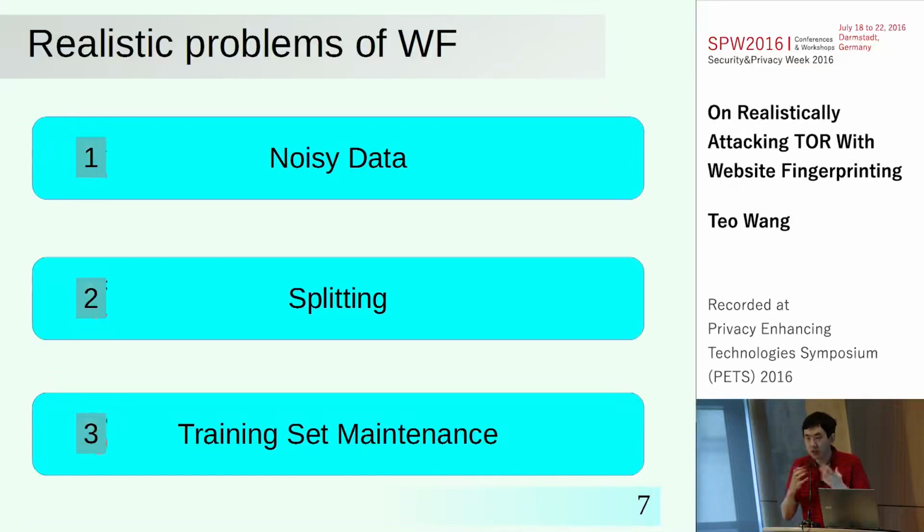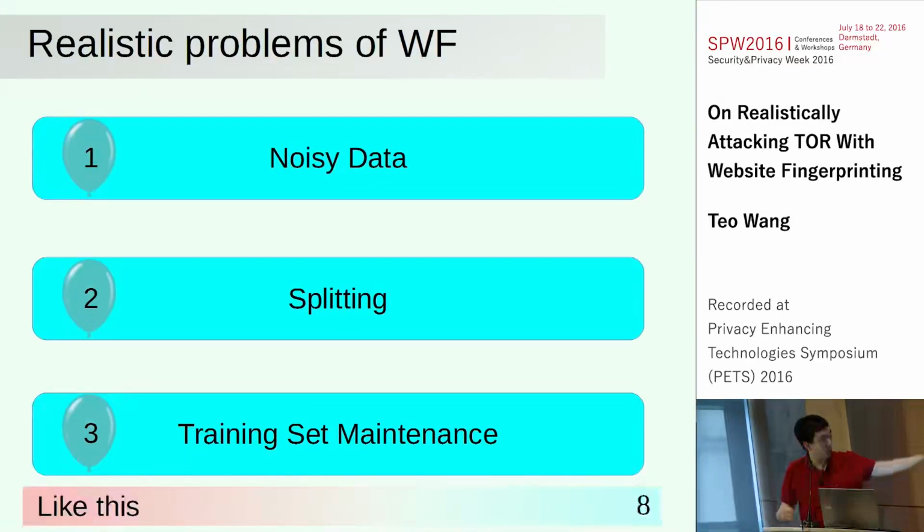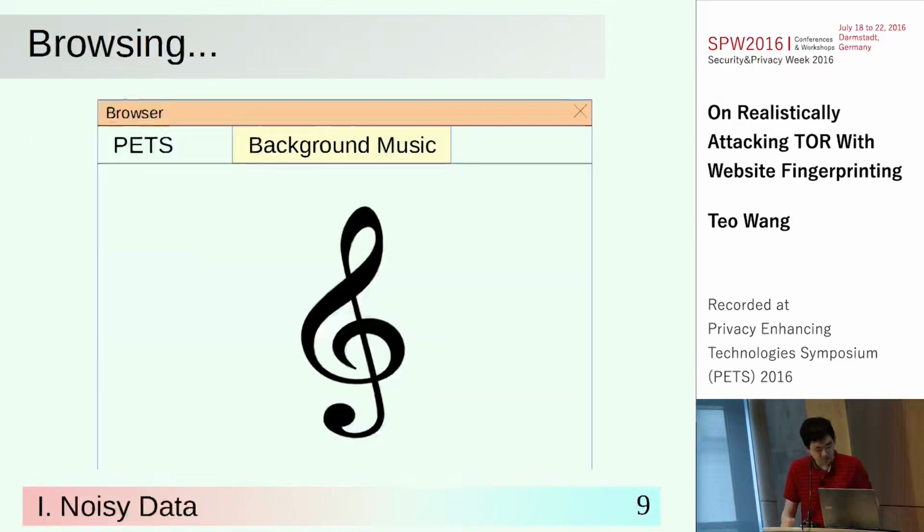And since this is a really long talk, we want to remind people which part of it we're on. So we're just going to add a little bar to the bottom left that goes like this. All right, so first of all, we're going to talk about noisy data. How do we deal with noisy data in a realistic scenario?